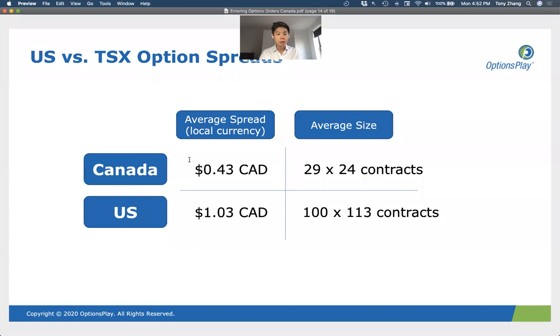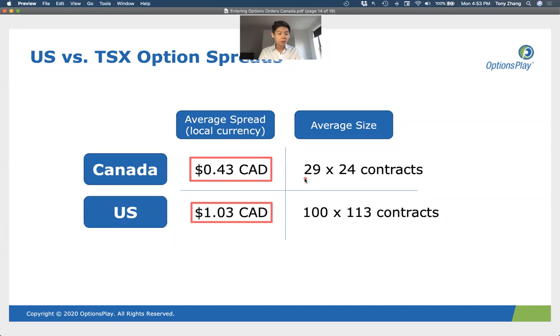The markup on the average spread in Canada was only 43 cents Canadian. And when we took the US spread and converted it to CAD, it was over $1.03. So right off the bat, you'll notice that Canadian market makers are charging a substantially smaller markup. And again, this is just the advertised price. You can get filled inside of that advertised price. You never pay list price. You always want to negotiate your way to a better price.